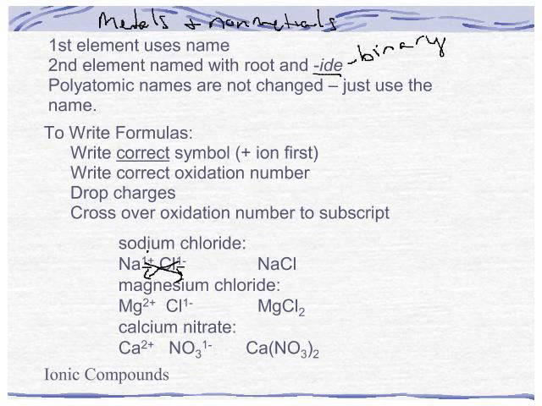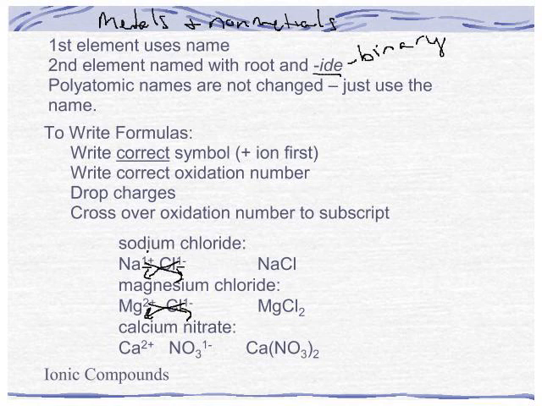Magnesium is an alkaline earth metal, so it has a 2+ charge. Chlorine, again, is a halogen, so it's a 1-. So when I cross over, in order to balance out my charges, there's 1 magnesium for every 2 chlorines.